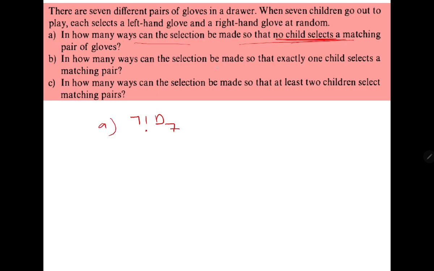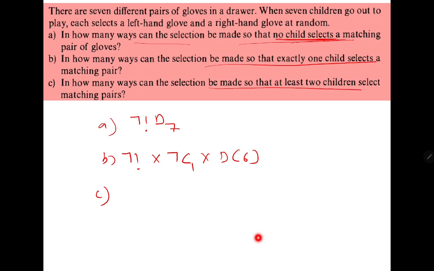So this is part A. Now, in how many ways can the selection be made so that exactly one child selects a matching pair? Exactly one child now. So for the left ones, it remains 7 factorial. Now we do not know which child selects a matching pair, because there are 7 children. So out of 7, one selects a matching pair, and then for the remaining ones, we don't want a matching, so therefore D6.